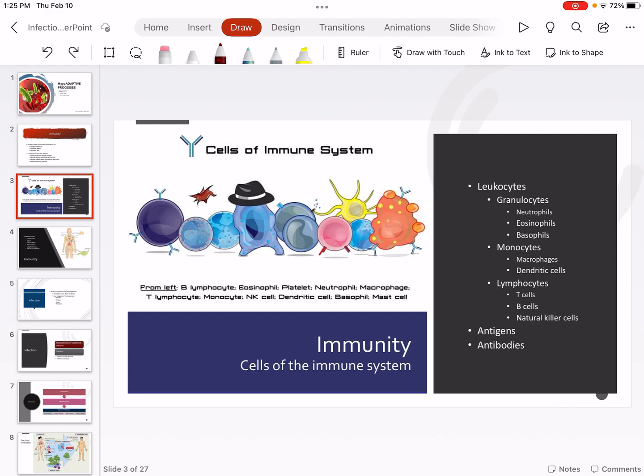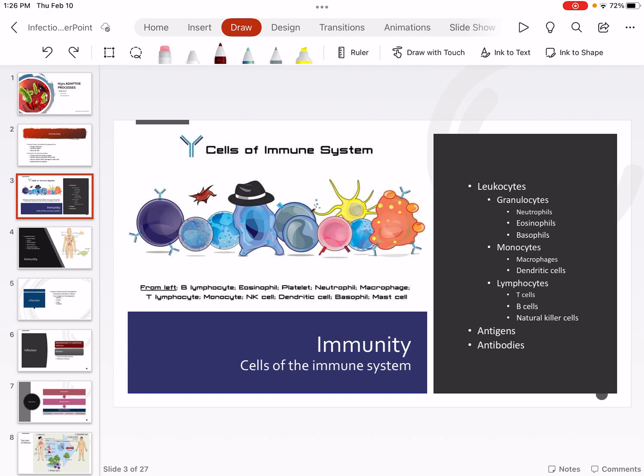So let's talk about leukocytes. Leukocytes are also called white blood cells. They're the same thing. They are the primary cells in both non-specific and specific immune responses. They attack and destroy anything that the body considers foreign. And the normal white blood cell count within human serum is 4,500 to 10,000 cells per millimeter cubed.